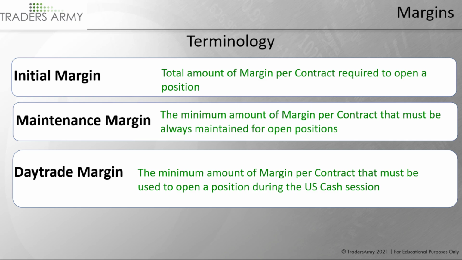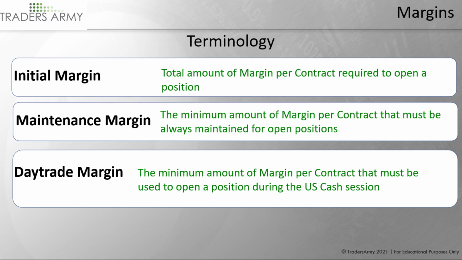And the last one on here to talk about is day trade margin. Now, this is the minimum amount of margin per contract that must be used to open a position, typically during the U.S. cash session. Day trade margins are oftentimes going to be set by the individual broker, and brokers will have varying margins that they may use in those positions.